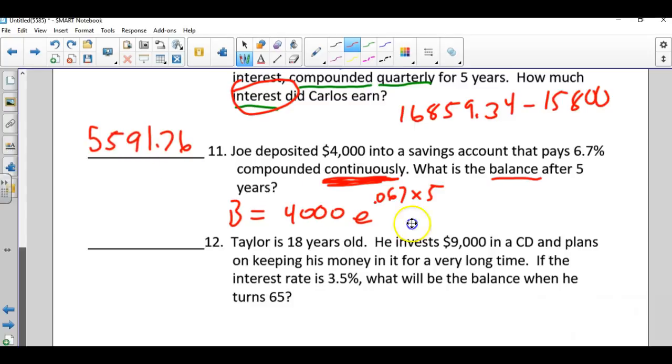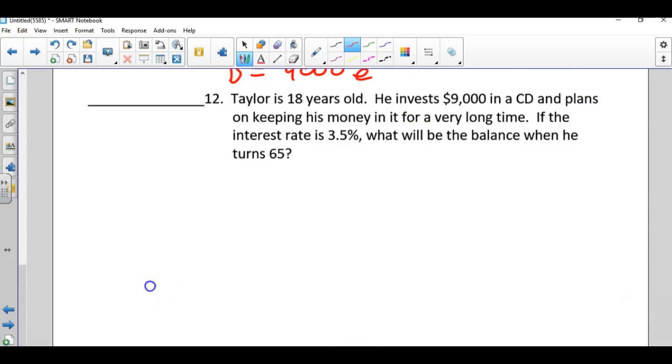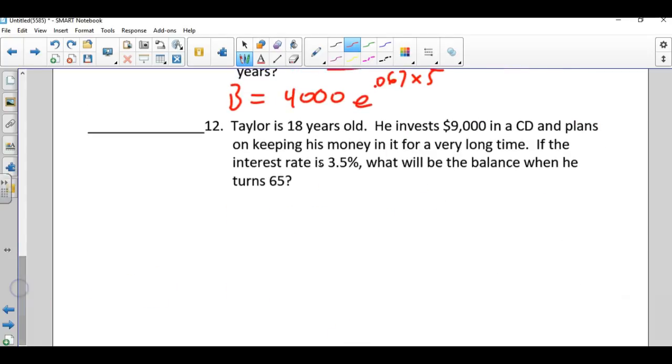All right, that's the balance. Okay. All right, for this next one here, this Taylor problem. Taylor is 18 years old. He invested $9,000 into a CD and plans to keep the money there for a very long time. If the interest rate is 3.5%, what will be the balance when he turns 65?